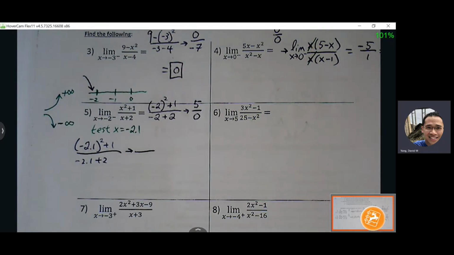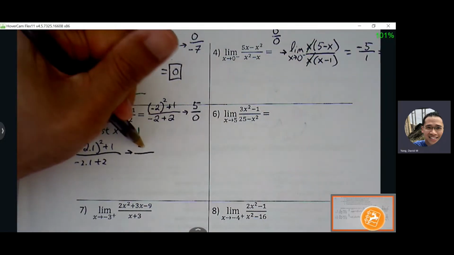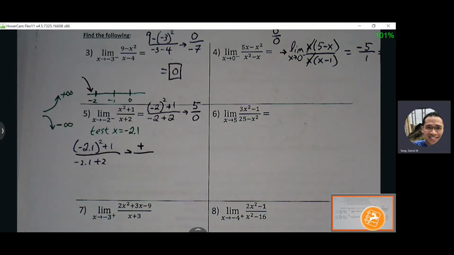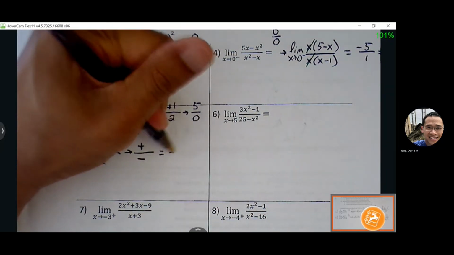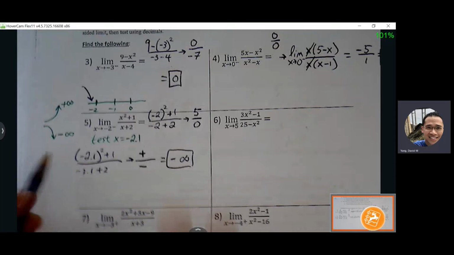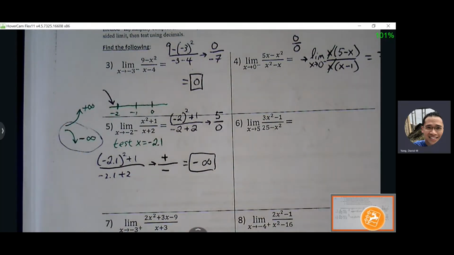Again, we don't care about the decimal value. I just want to know whether it's positive or negative. Okay, numerator is positive. Denominator is negative. Therefore, we know the graph is going to look more like this. As it heads towards the asymptote, it's going to dip down and go down.